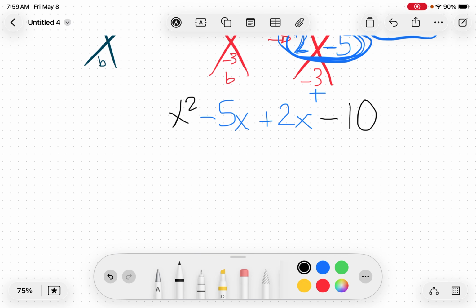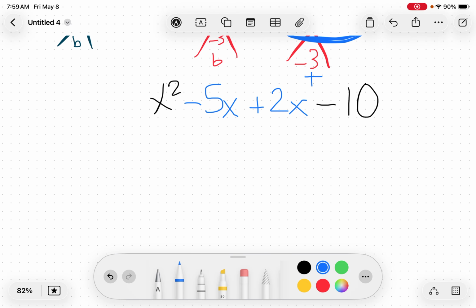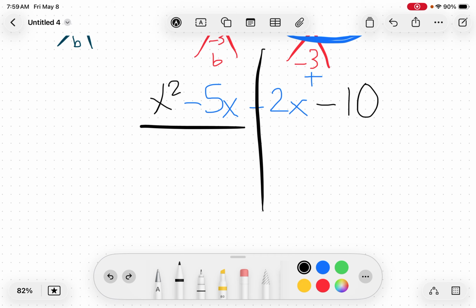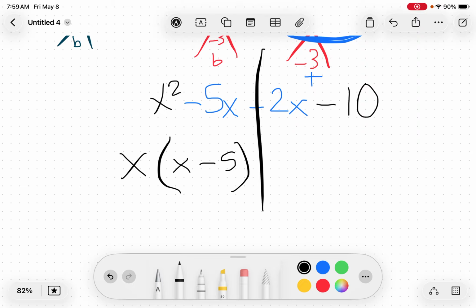Now, from here, we can go ahead and do what's called factor by grouping. So I'm going to essentially split this equation down the middle, and I'm going to factor this half, and then I'm going to factor this half. Okay, so if we're looking here, what this side has in common is they both have an x. So I'm going to put an x here. And if I take an x out, we have an x left and a -5. Okay, now over here, what this side has in common that I can take out is a 2. If I take out a 2, I'm left with x subtract 5.